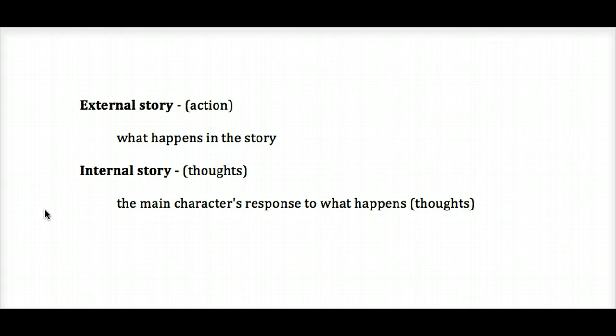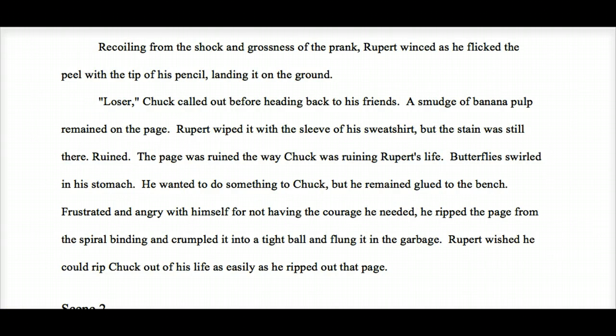And I like to think of a seesaw here. What you want to do is seesaw back and forth between telling the external story and the internal story. And I'm going to use the Rupert story I'm writing to help you understand what I mean by the internal story. Let's take a look at this first sentence here and see if we can identify what we mean by the internal story. So, recoiling from the shock and grossness of the prank, Rupert winced as he flicked the peel with the tip of his pencil, landing it on the ground.